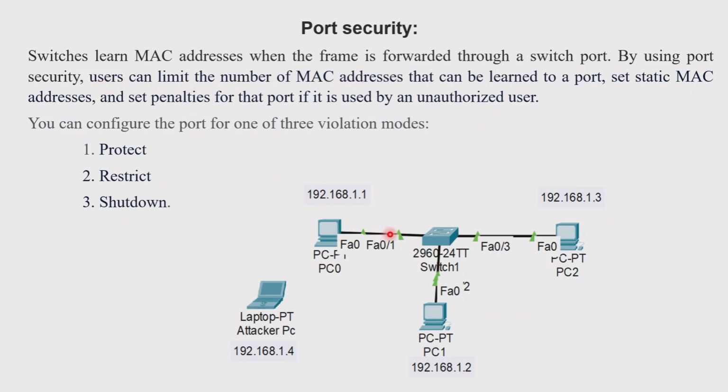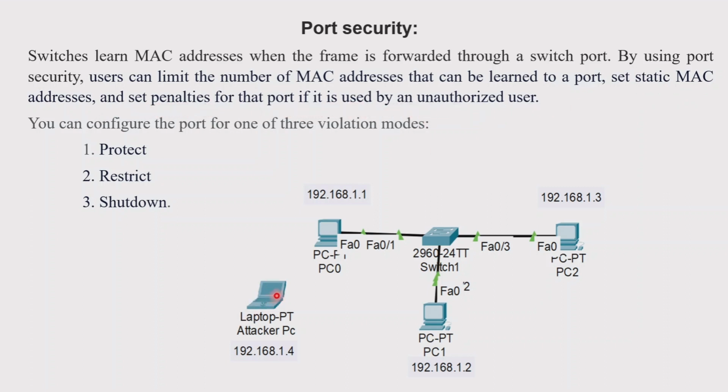It means that if you are here, what is the port number, FA0/1, right? Here we write the command so that you accept only one MAC address on this interface. Then whenever a packet comes with this MAC address only, it will be forwarded. If someone comes with a MAC address other than this one, then you do not forward the packet. It means we cannot perform the MAC flooding attack, right? The user can limit the number of MAC addresses that can be learned on a port, set a static MAC address, and set penalties for that port if it is used by an unauthorized user.